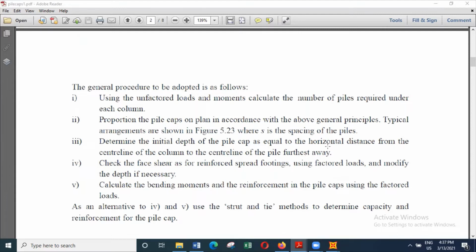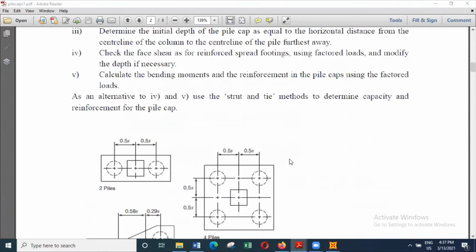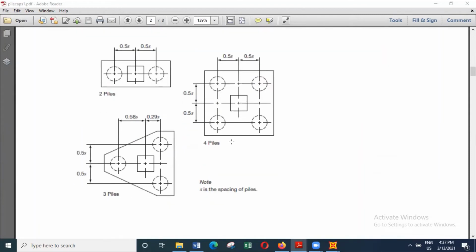So the general rule is, the depth that you select can be half the distance between two adjacent piles, plus some additional allowance for the cover to the reinforcement and all that. Generally what we do is take half the distance between two adjacent piles and add 300 millimeters to it, and that will give the size of the pile cap. And then you will get the piles arranged like this.